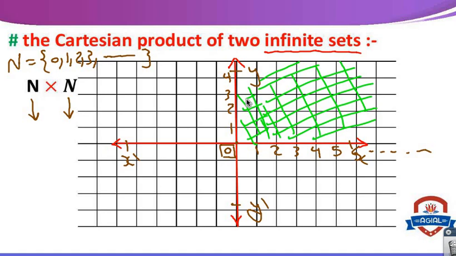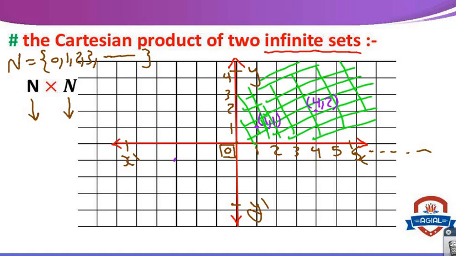Each point of the points of this net represents an ordered pair of the Cartesian product N × N. For example, this point, ordered pair 4 and 2, represents an ordered pair of the Cartesian product N × N. And this point, 1 and 1, represents an ordered pair of the Cartesian product N × N.